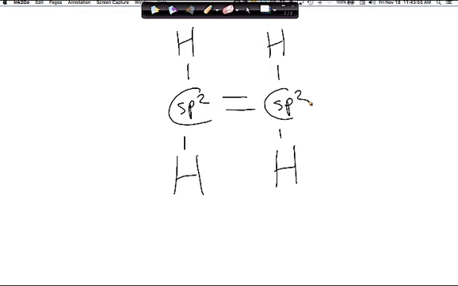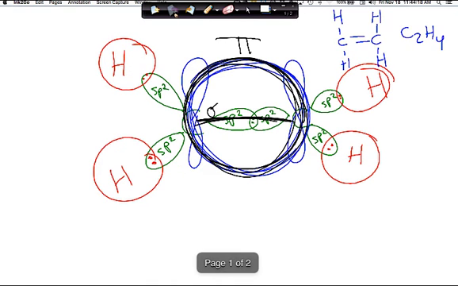So notice that the hybridization that we would predict based upon the number of domains then allows for the fact that there's an unhybridized P that creates the double bond. So as we look at this just sort of simply with the Lewis dot structure, we would predict Sp2 hybridization, but that Sp2 hybridization is what is necessary to have the unhybridized P that creates the double bond in the first place.